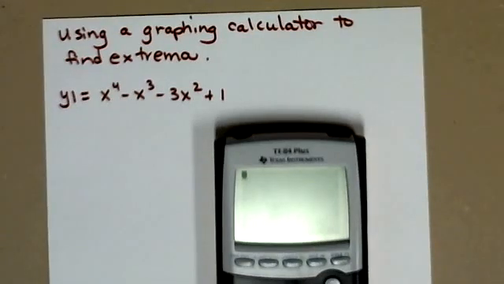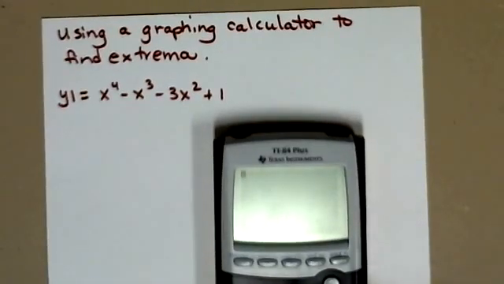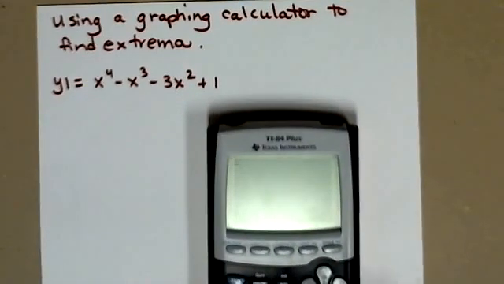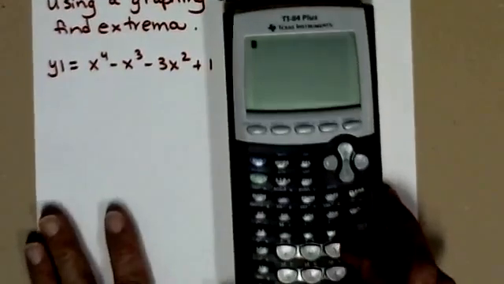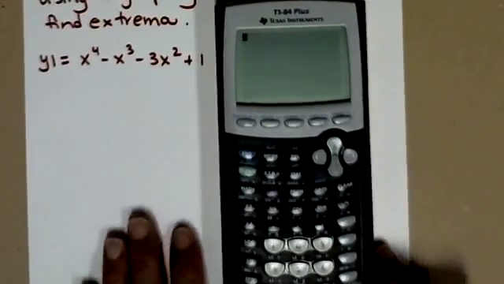Okay, so I want to show you how to use your graphing calculator to find extrema, local maxes and mins. I know some of you have been asking, how do I graph anything on my calculator? So let's start with that. Now we can kind of see everything.